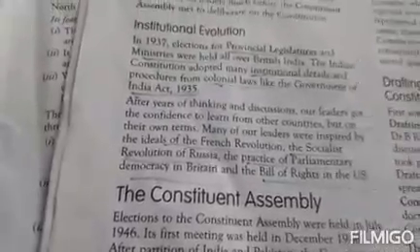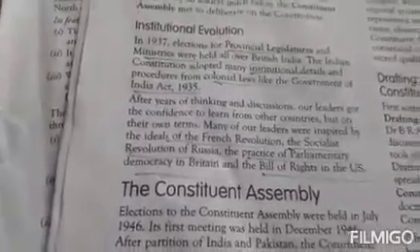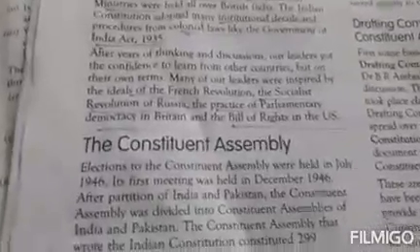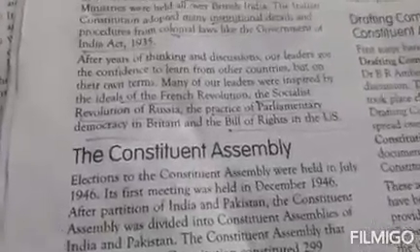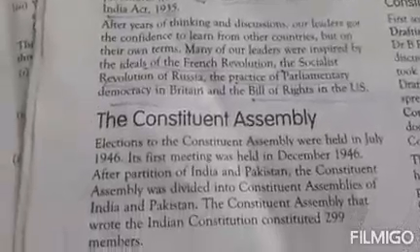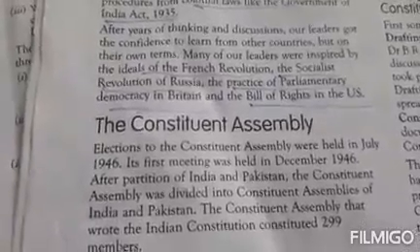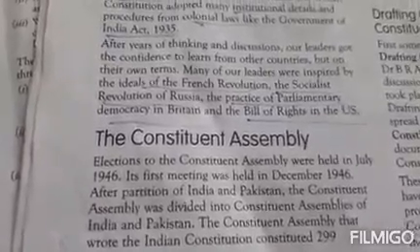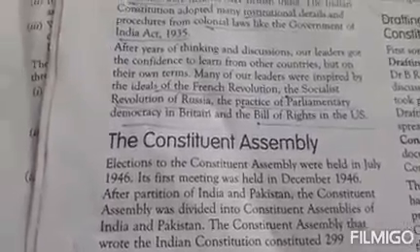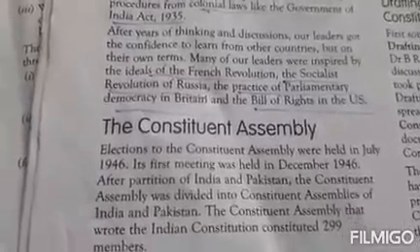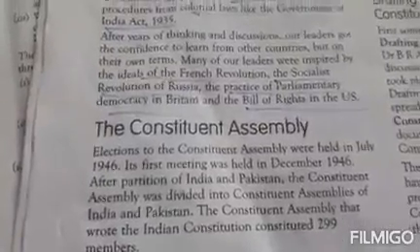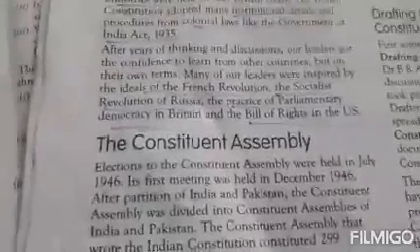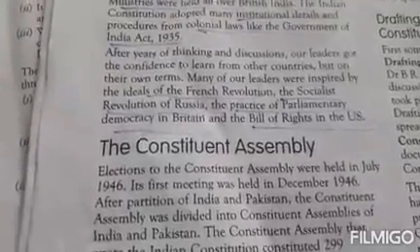The people who made the constitution were elected through an election. They were called the Constituent Assembly. That particular assembly was known as the Constituent Assembly. There were 299 members in the Constituent Assembly.